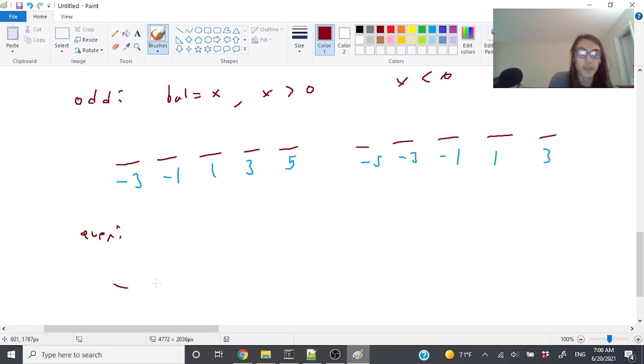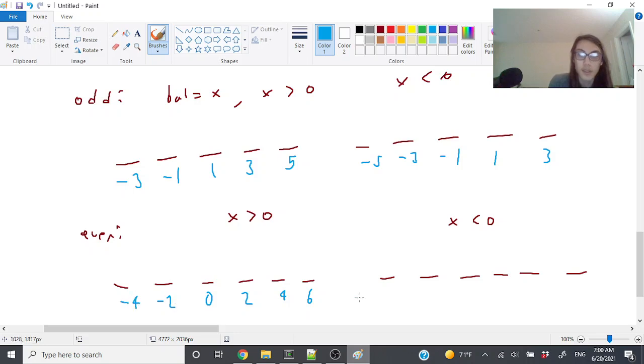And probably one of the best ways to do indexing is just to work out some examples. X greater than 0, x less than 0. If it's equal, we don't care. Right, so here this will be 6, this will be 4, this will be 2, this will be 0, this will be negative 2, this will be negative 4, this will be negative 6, this will be negative 4, this will be negative 2, this will be 0, this will be 2, this will be 4.